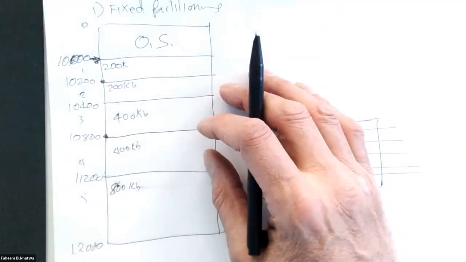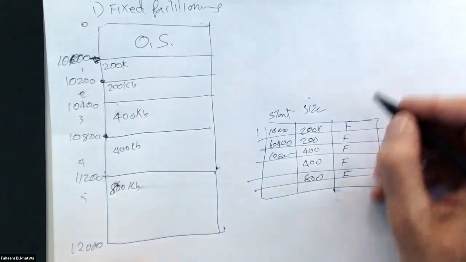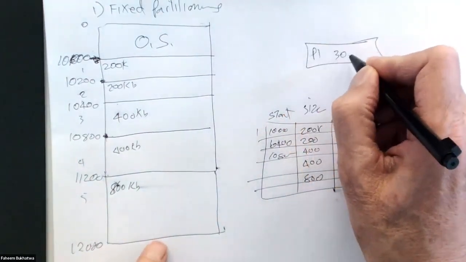Right, so that's initially. Now let's start running. A program comes in to run. The program is 300 kilobytes. Here's the program coming in. Program number 1, 300K.